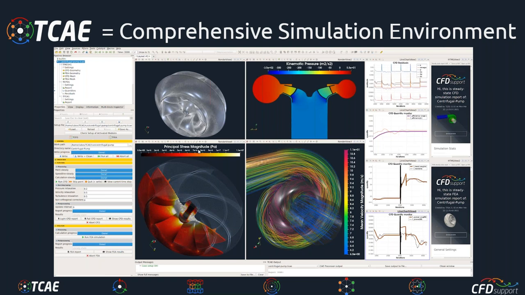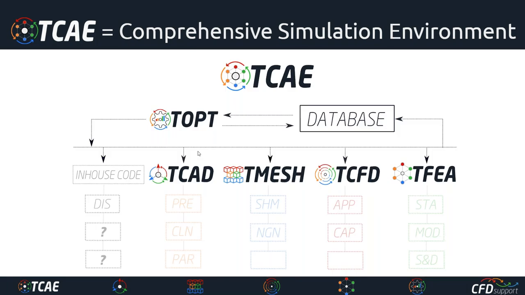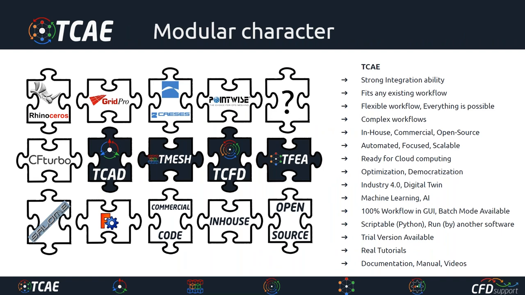Technically, TCAE consists of software modules that can be combined together according to the particular project needs. You can view them as standalone software modules, software pieces, but altogether, it creates the TCAE simulation environment. That's important. So TCAE has a modular character, and the user can choose between TCAE modules. If needed, the user can combine them with many other software pieces available in the market, right? So the total number of software combinations is almost infinite.